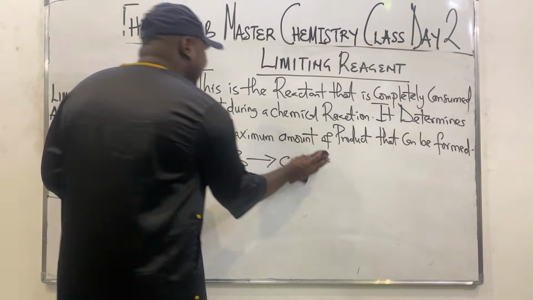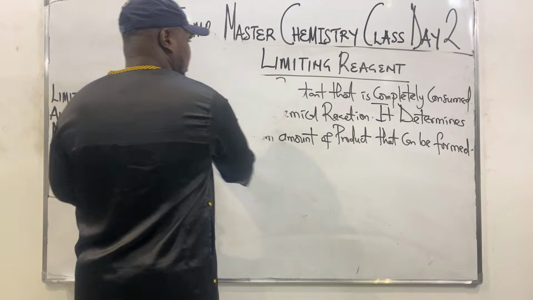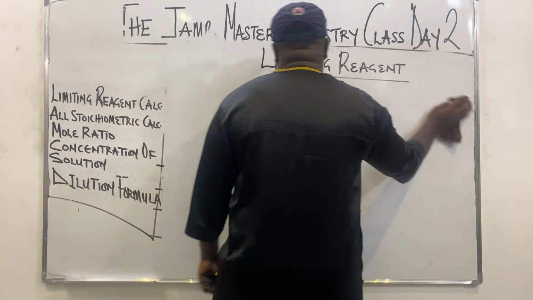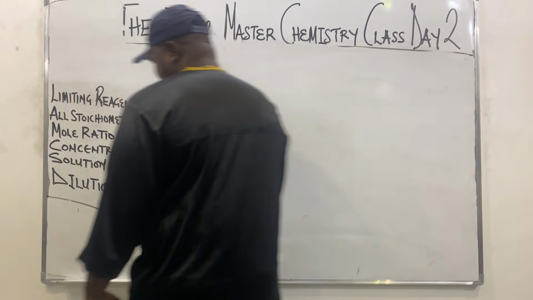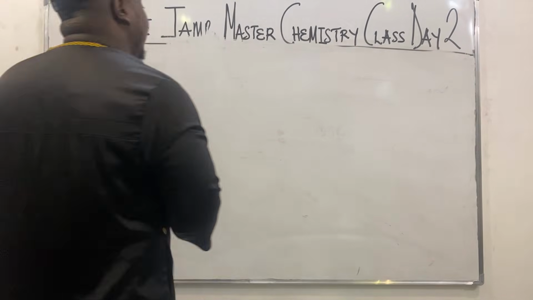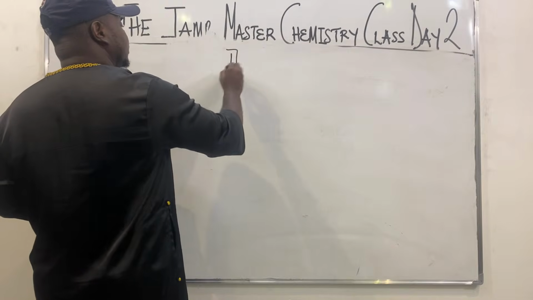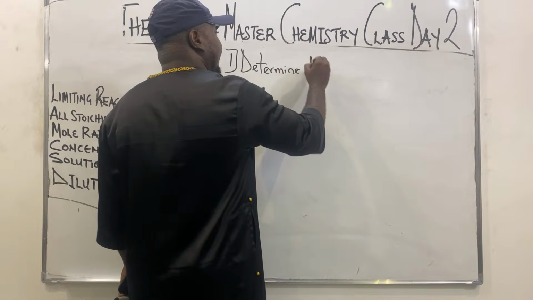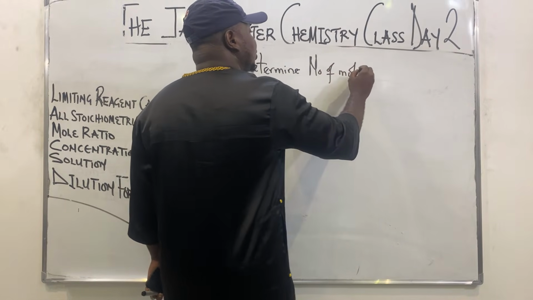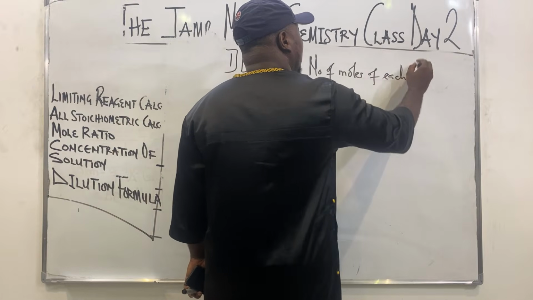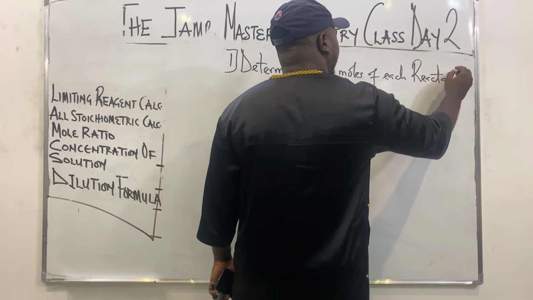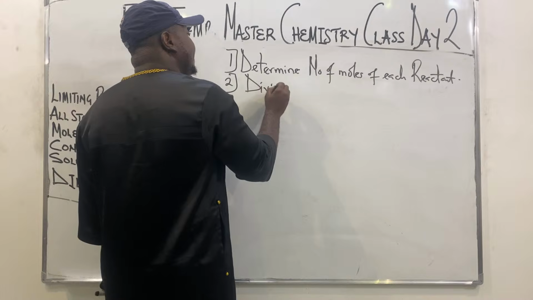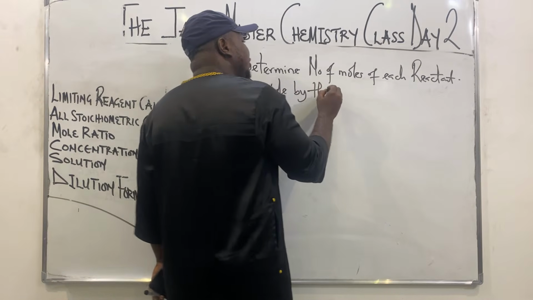Write down the steps used to determine limiting reagent. 1. Determine the number of moles of each reactant. 2. Divide by their stoichiometric ratios.